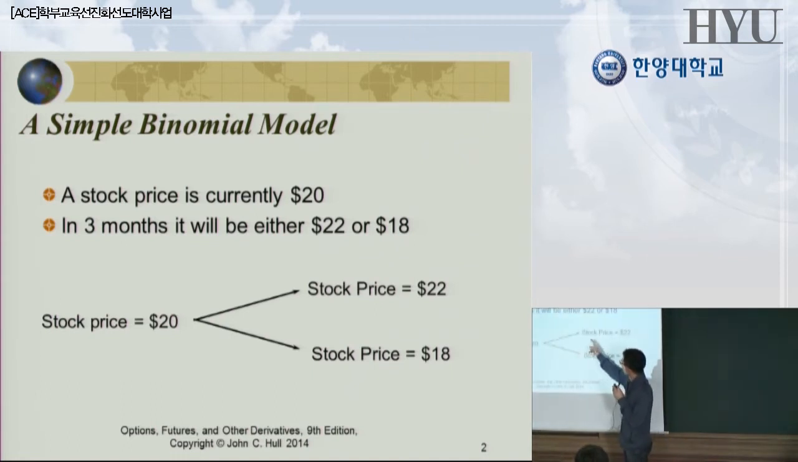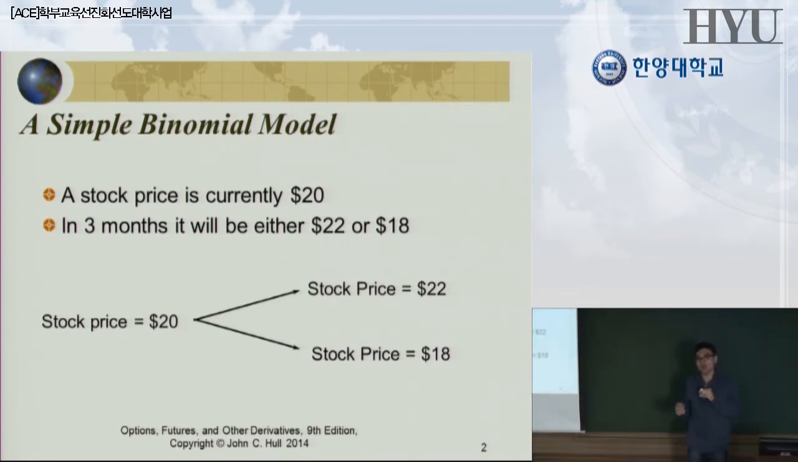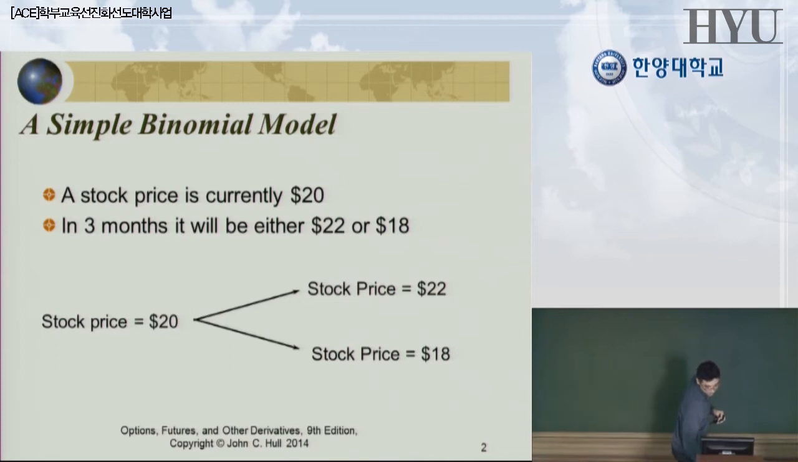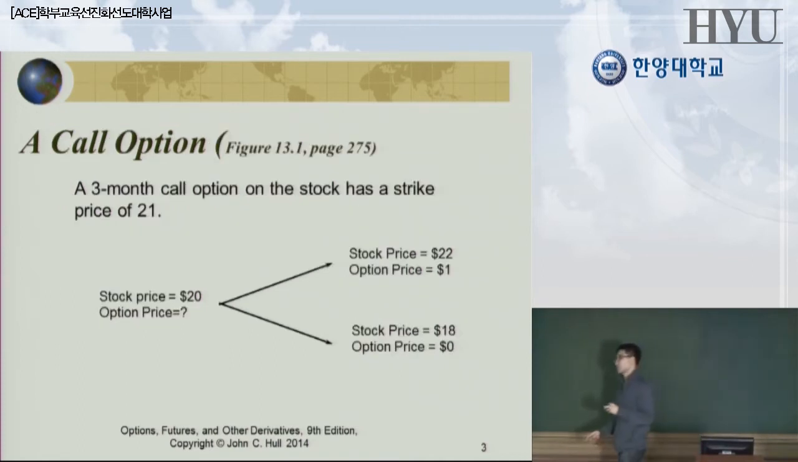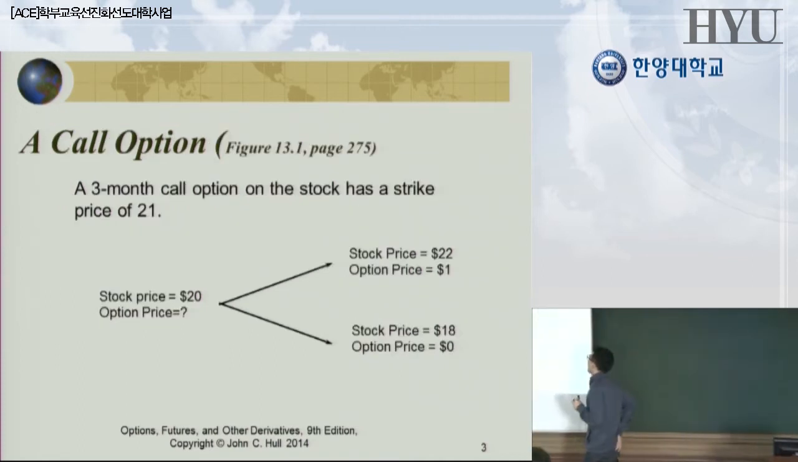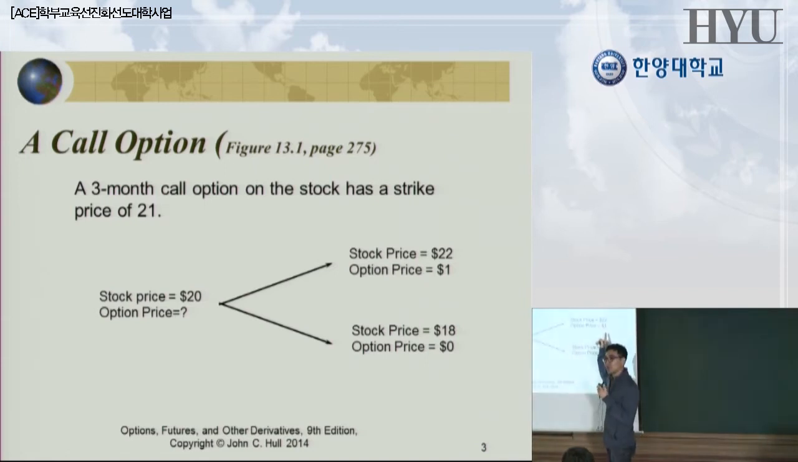The stock price can go up or go down, and then we can now introduce a simple derivative such that in the first scenario, the derivative pays $1. In the second scenario, the derivative pays nothing. So it is basically betting on the scenario, betting on the state.